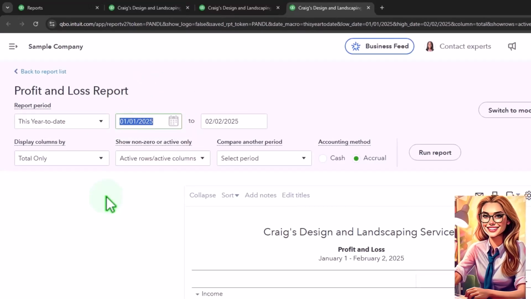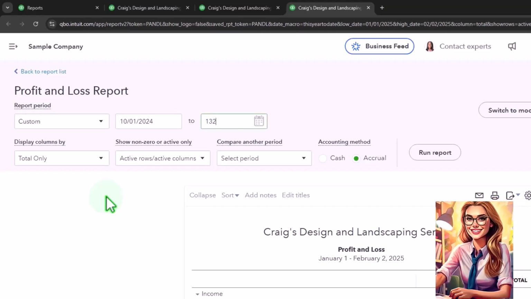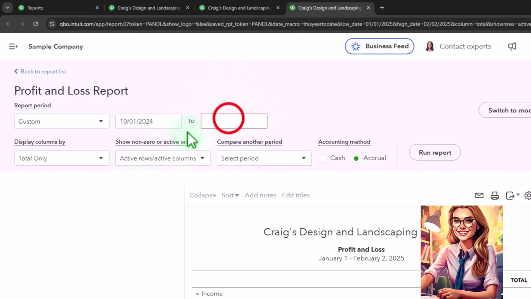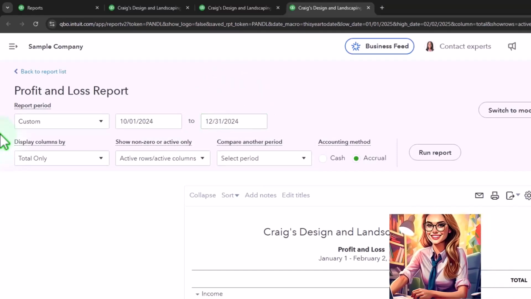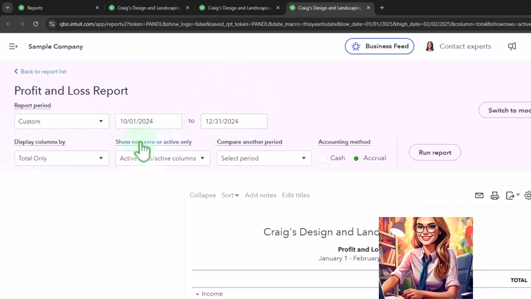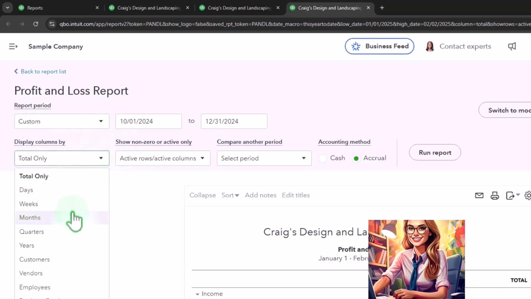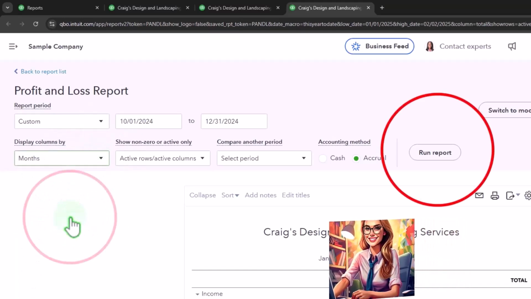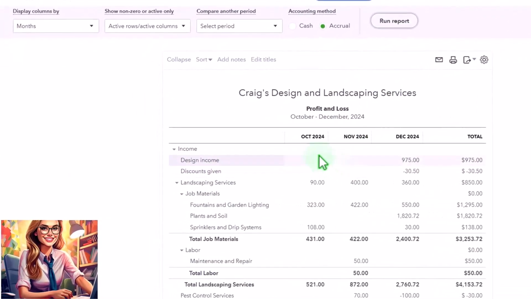So let's go from like 10/01/24 tab to 12/31/24. That's not a 12, that's a 13. 12/31/24. So that's going to give us the last quarter, but instead of looking at it by total, I'm going to look at it by months in the dropdown. Let's run it. So now you can see what happens. We get October, November, and December, and then a total column.